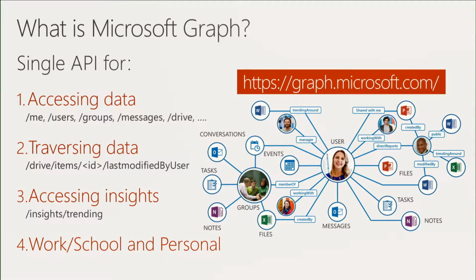It also lets you do some neat graph things, like being able to traverse data from one entity to another. So in the case of OneDrive, you can access a file, you can see who created that file or who modified that file, and then in the same REST call, actually get back that user's profile from Active Directory. You don't have to make multiple calls and have multiple round trips to the service.